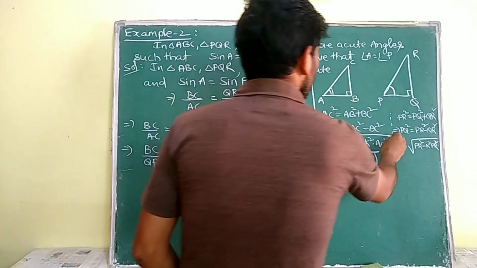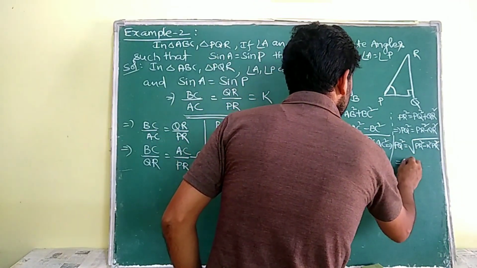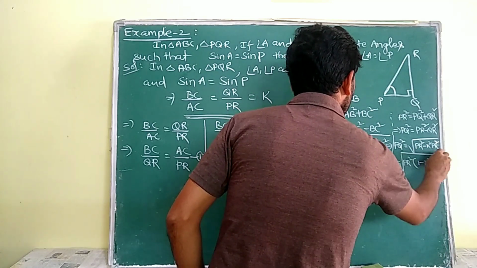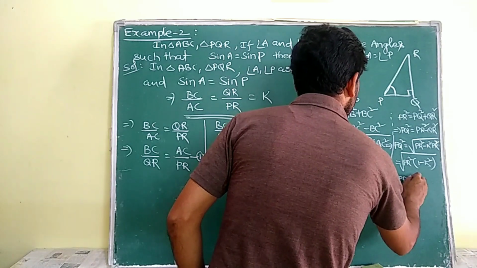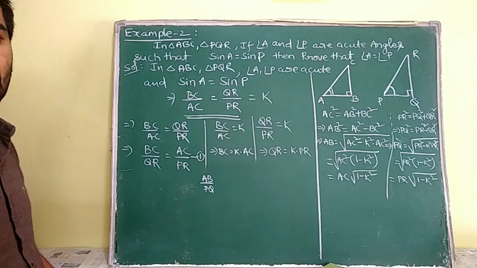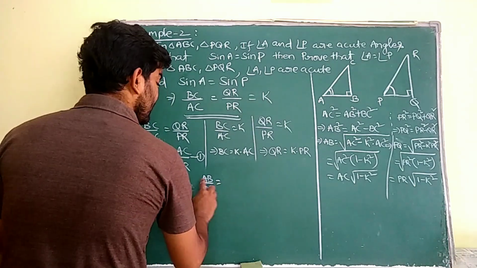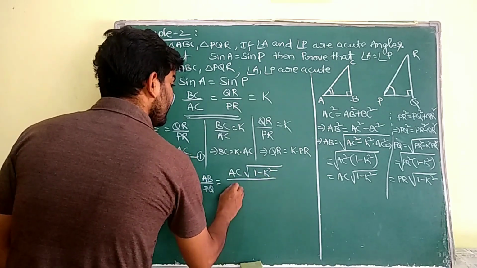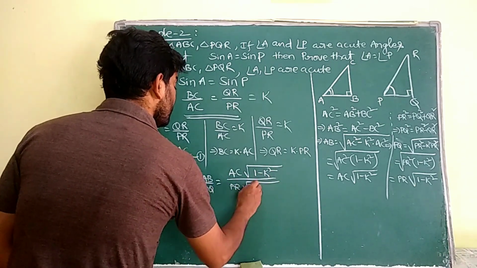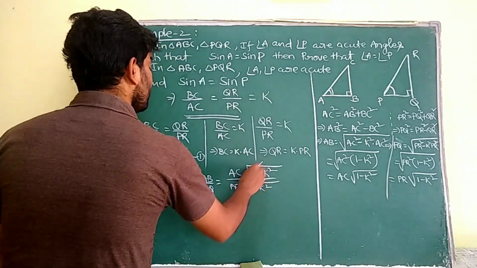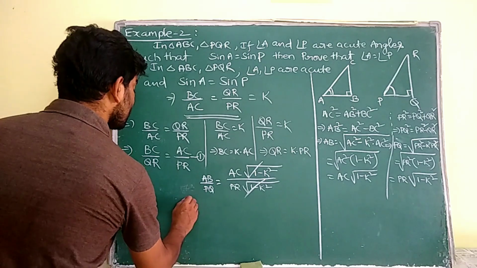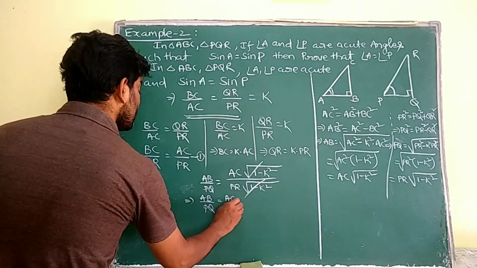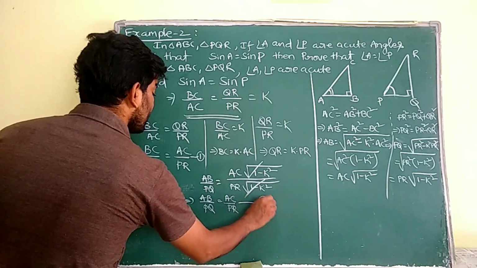Now again, in the two terms I am taking PR square as common. By taking PR square as common, 1 minus K square is left under the root. If I write PR outside, then root over 1 minus K square is left. Now I have to calculate AB by PQ. AB means AC into root over 1 minus K square. PQ means PR into root over 1 minus K square. This root over 1 minus K square and root over 1 minus K square are going to be cancelled. That implies AB by PQ is equal to AC by PR. This is our equation 2.